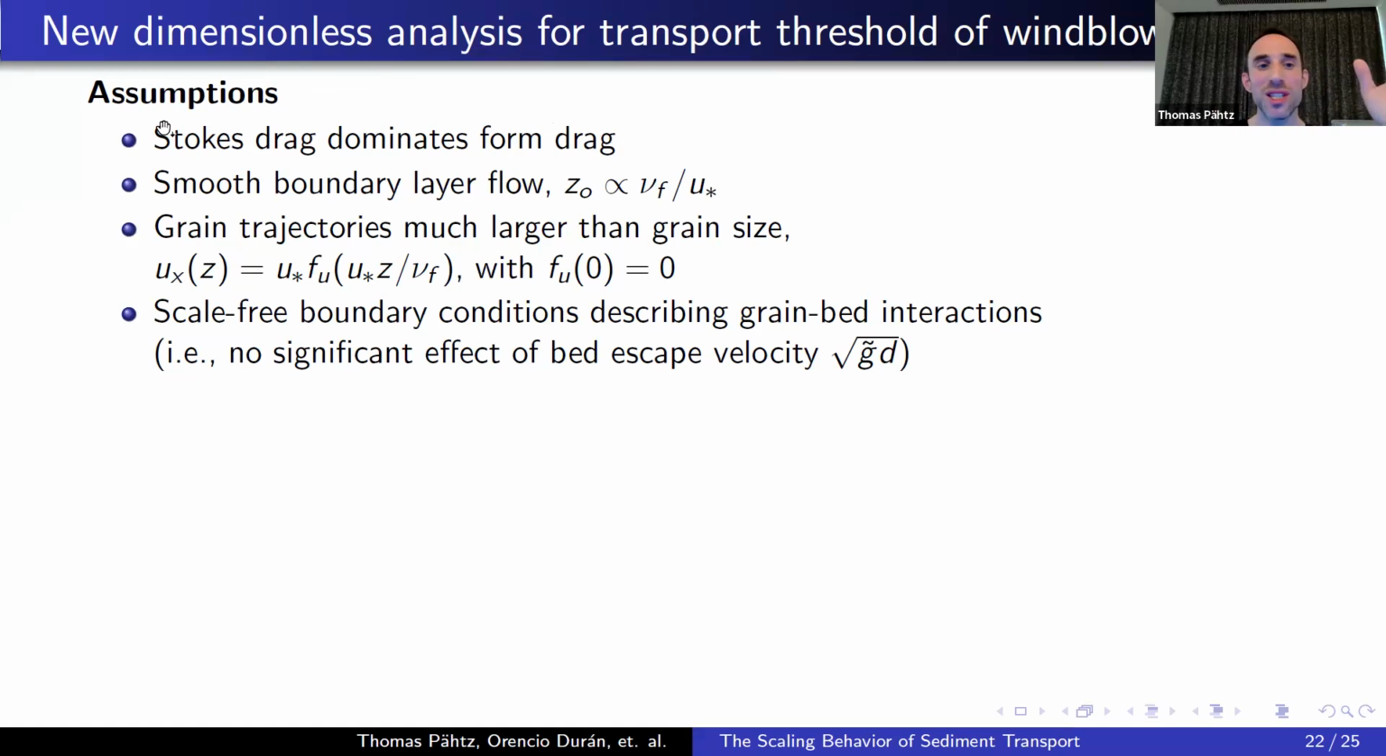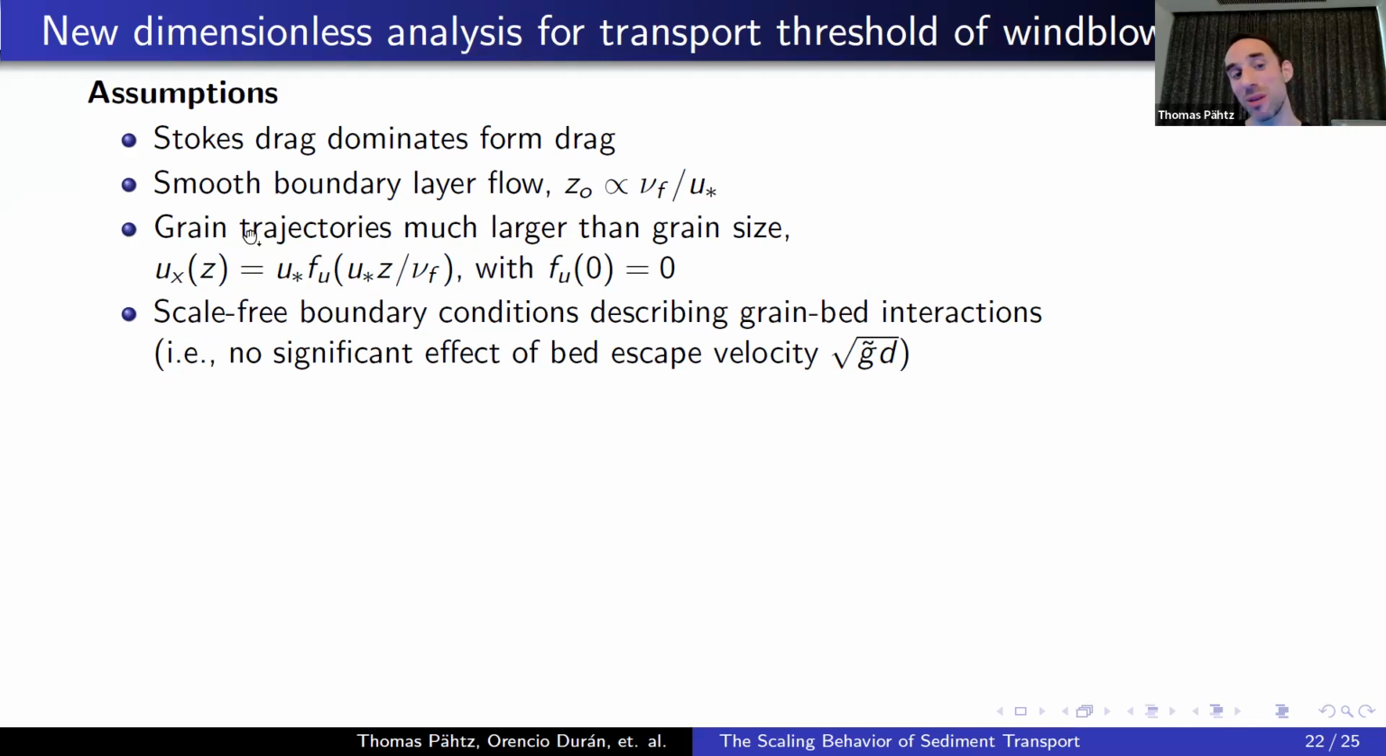Assumption number two is very similar. We assume a smooth boundary layer flow, so the roughness is proportional to the viscous sublayer scale. Again, this is basically true for all relevant windblown sand conditions.